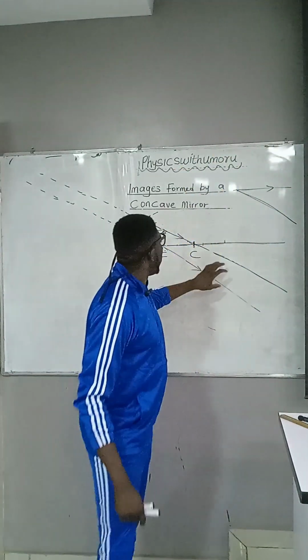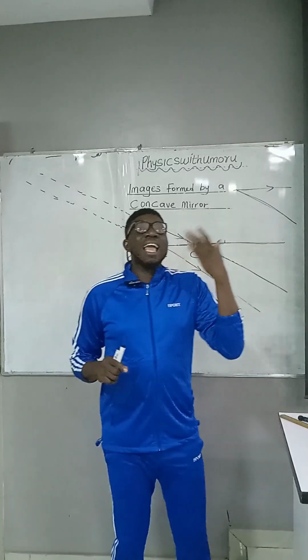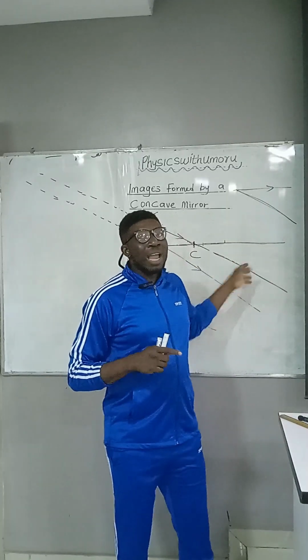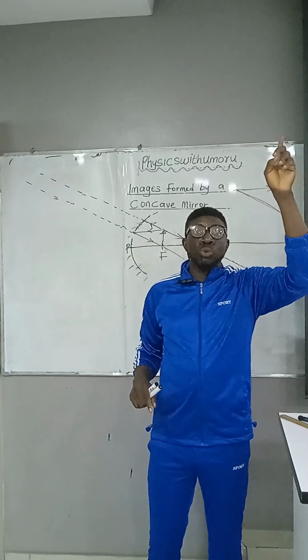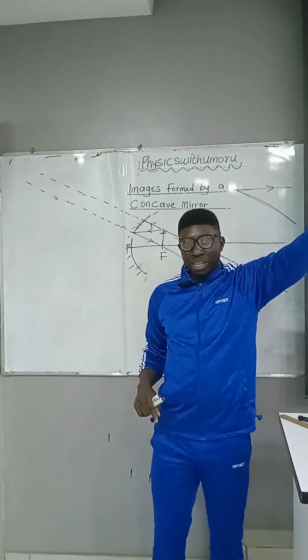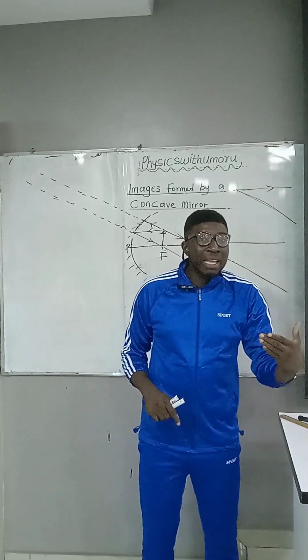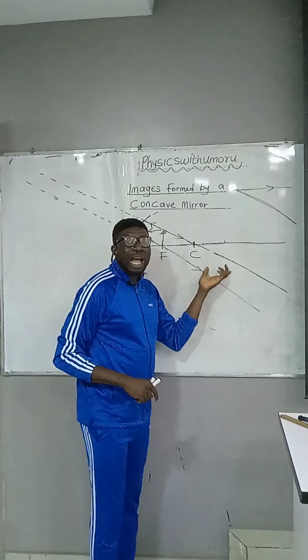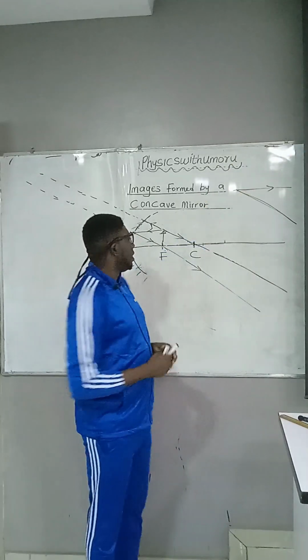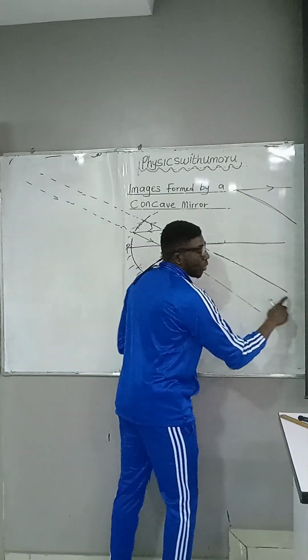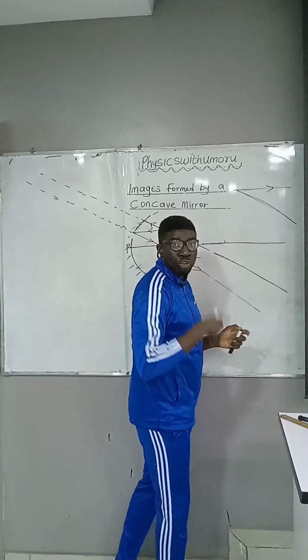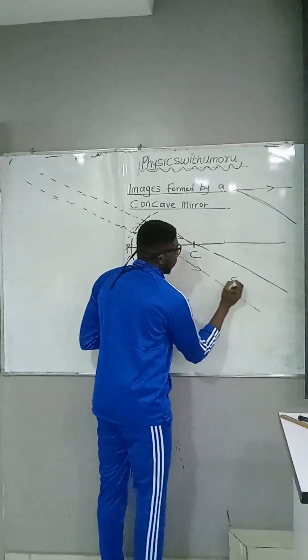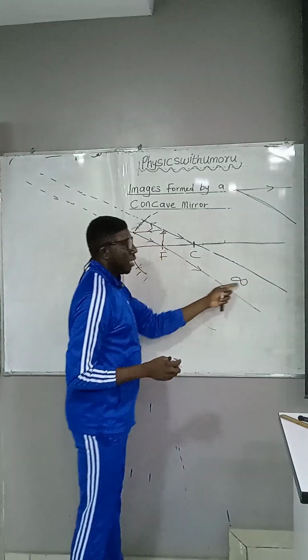So if at the end these two lines will meet, that is where the image will be formed. So we can now say that the image is formed at the what? Infinity. Because these two lines will meet at infinity, therefore the image is going to be formed at infinity. And this is a symbol for infinity.